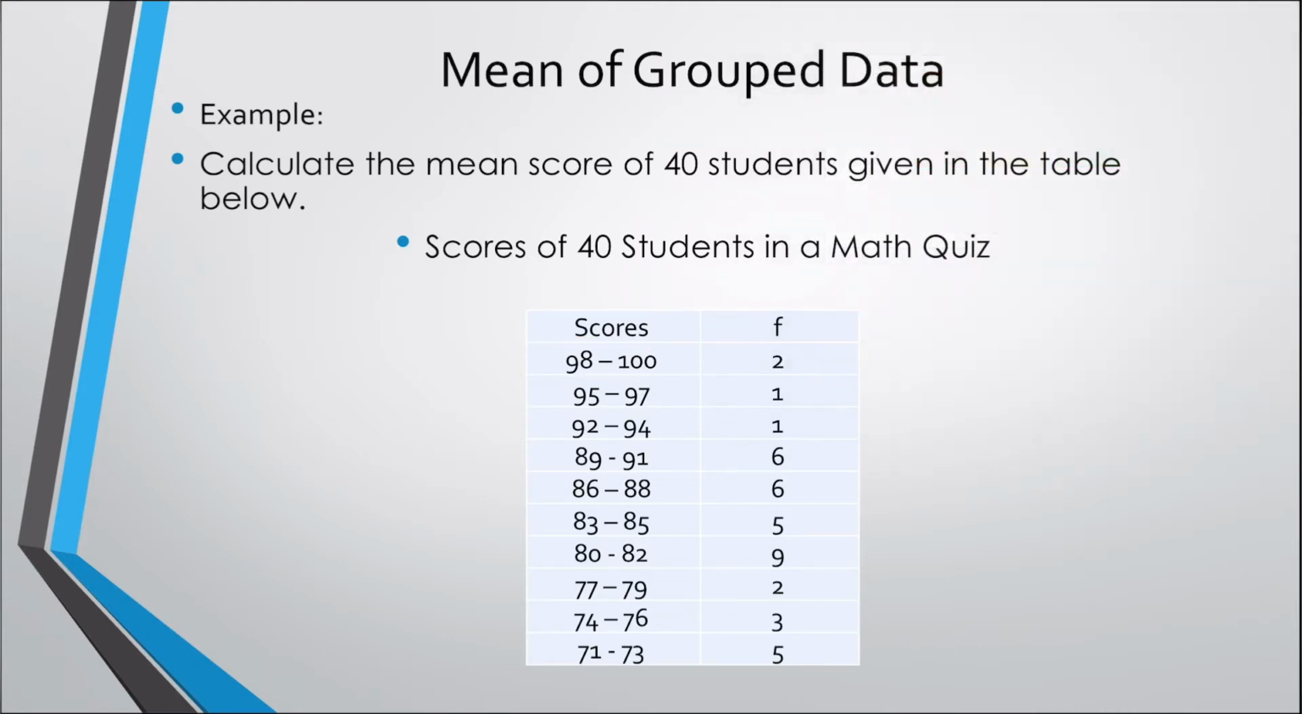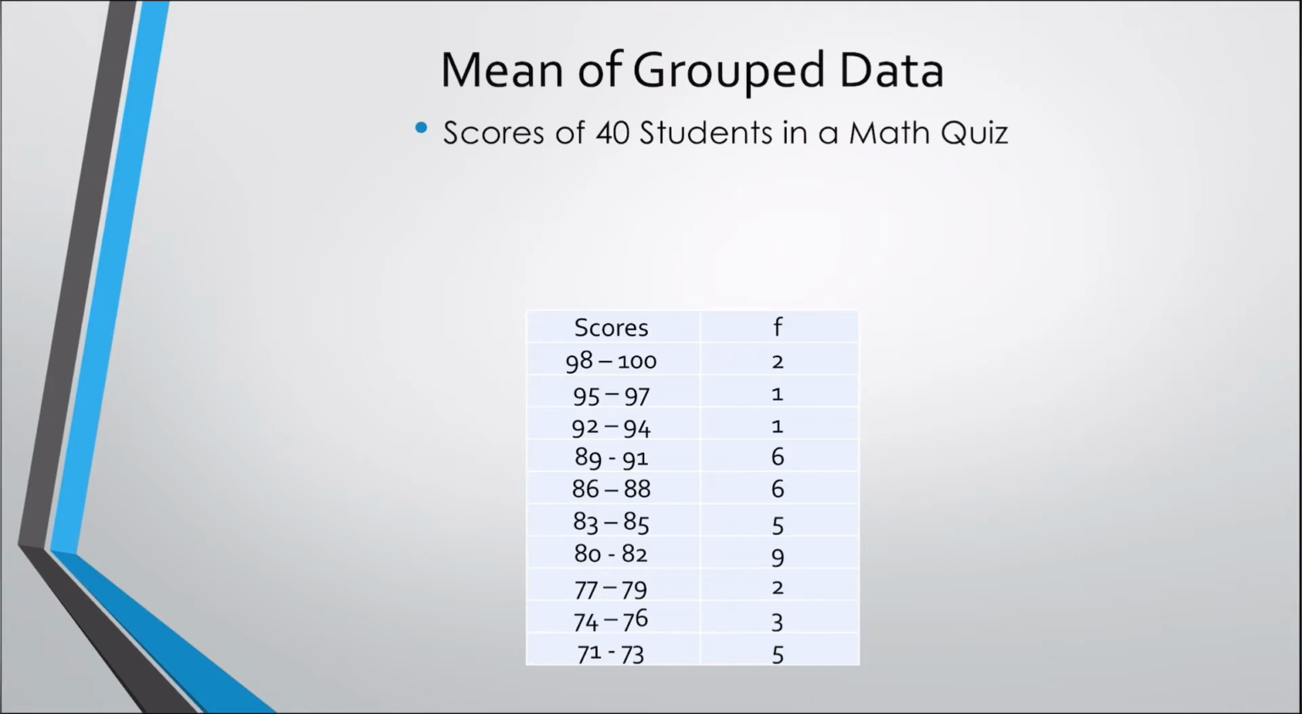Now, dito naman sa second column, ito yung frequency. Dalawa yung naka 98 to 100. Isa yung naka 95 to 97. Isa lang yung naka 92 to 94. Anim yung naka 89 to 91. Anim yung naka 86 to 88. 5 yung naka 83 to 85. 9 yung naka 80 to 82, and so on. Ngayon, ito yung tinatawag nating frequency data or frequency distribution.